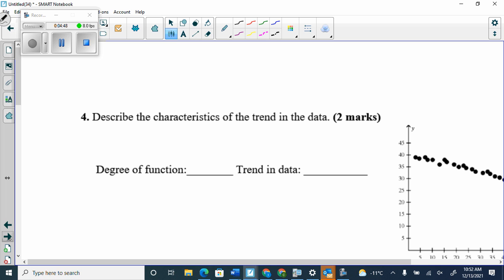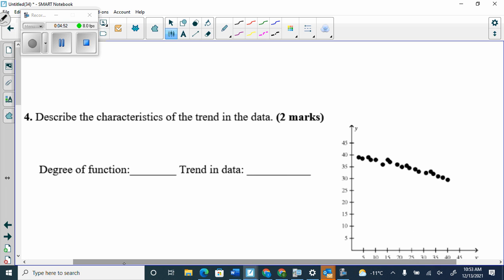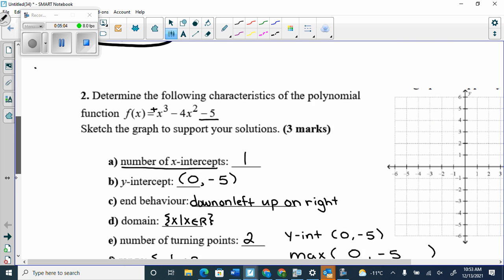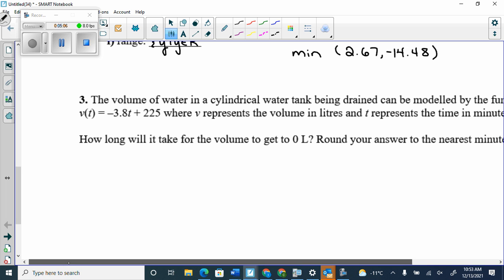Okay. What's the trend of this data? Describe the function. What do you think it is? Linear, quadratic, cubic, logarithmic, exponential? What do you think this is? Degree of the function. Yeah. Dang nabbit. Coming back.